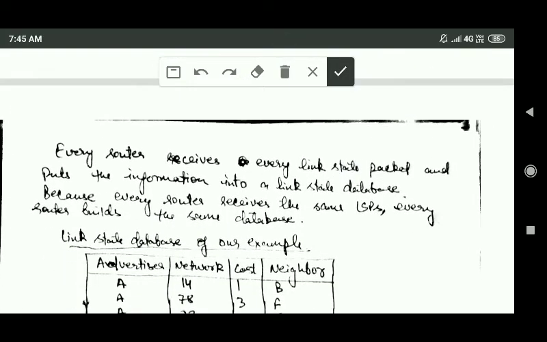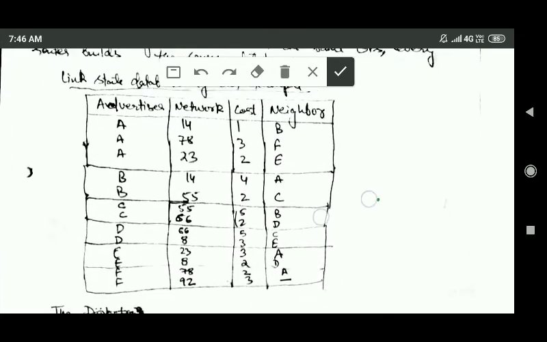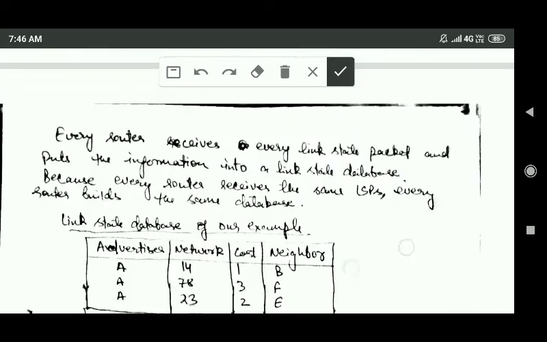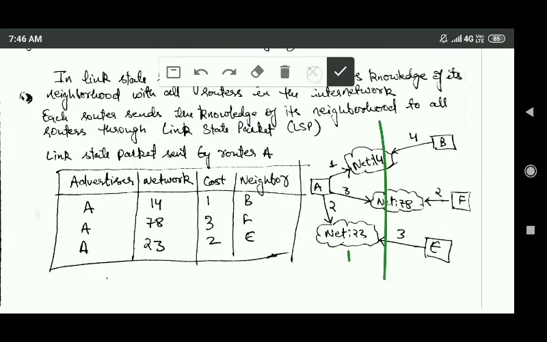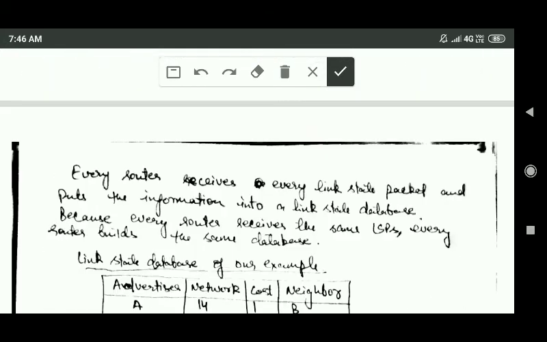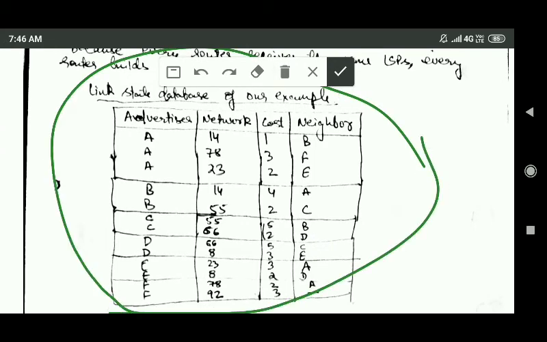So every router receives every link state packet and puts the information into a link state database. Because every router receives the same link state packets, every router builds the same database. Here you can see that every router will build a database like this. So this is the link state database for our example, for this internetwork. In a link state routing algorithm, each router will have this link state database.